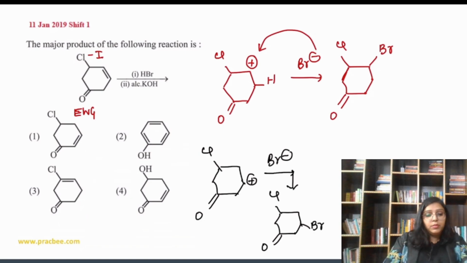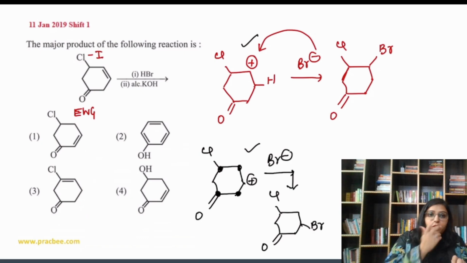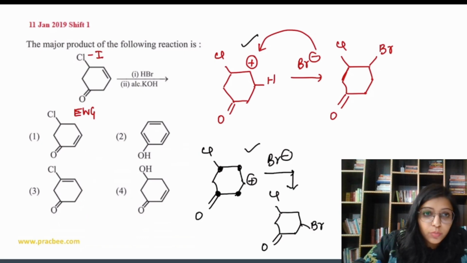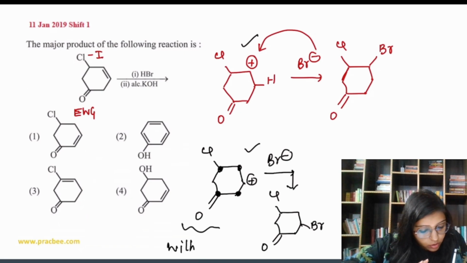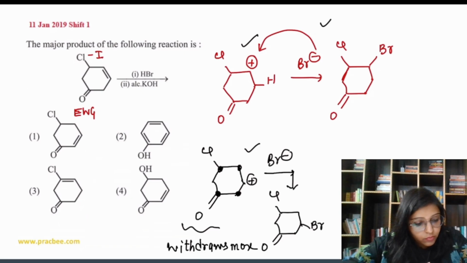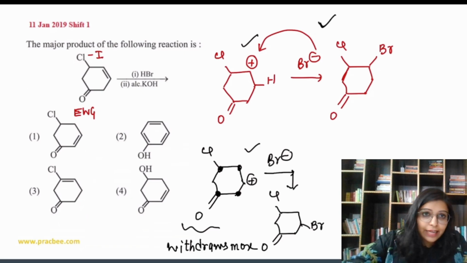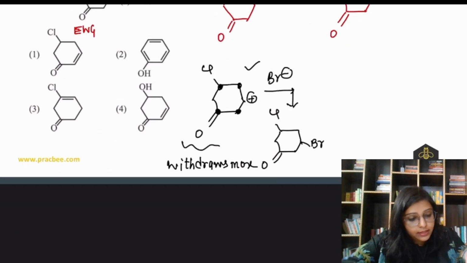Which is more stable? This is more stable or this is more stable? Batao, tell me which is more stable. So this is one carbon which is bonded to oxygen. Here is the carbon which is bonded to chlorine. So which one is more electronegative? Oxygen is more electronegative, so it withdraws more. This part withdraws more, right? So it means we can form this. Clear? Clarity?